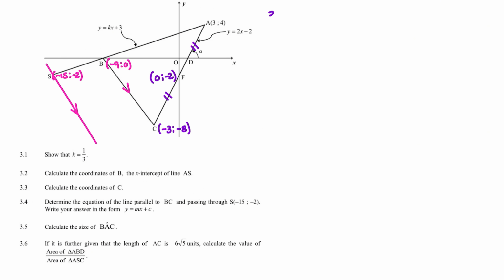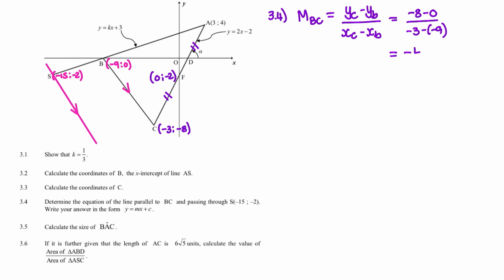So for question 3.4, we'll find the gradient of line BC, and that is the y of C minus the y of B, divided by the x of C minus the x of B, which is -8 minus 0, divided by -3 minus 9. And if I simplify on my calculator, I have the gradient of line BC as -4/3. So therefore, the gradient of the line that we want is equal to the gradient of the line BC, which is -4/3.